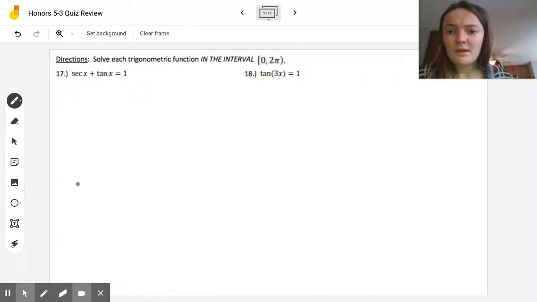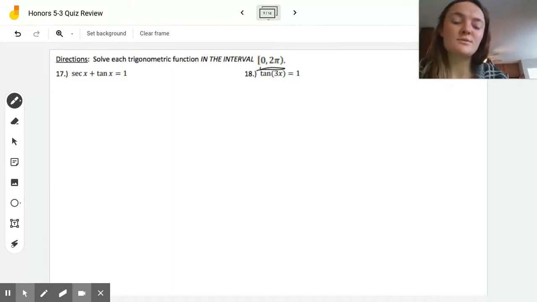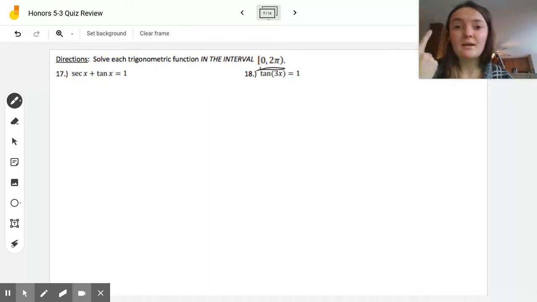All right, secant x plus tangent x equals 1. It says solve it on the interval. Oh, thank goodness. All right, so we're done with generic for a minute. Secant x plus tangent x is equal to 1. One thing that I could do here, because I don't have the same terms: the first thing I usually look for is, hey, is there anything I can combine? The second thing I look for is, is there anything I can factor?